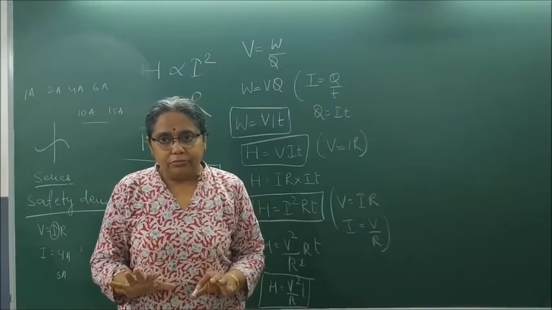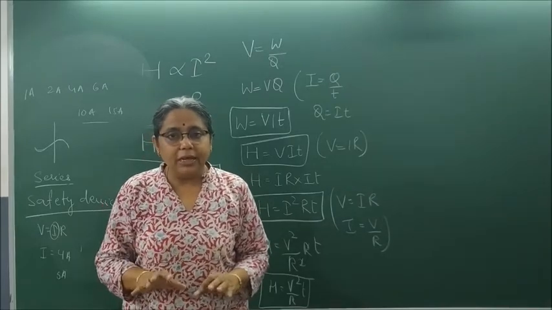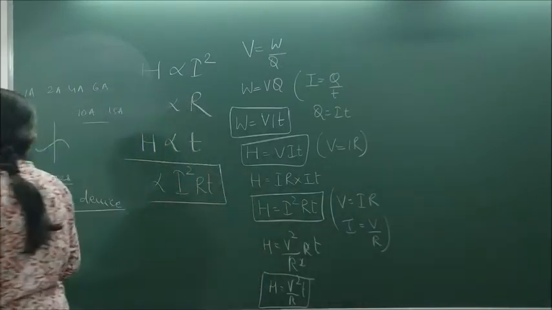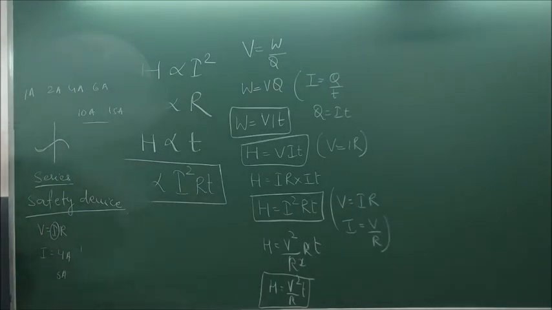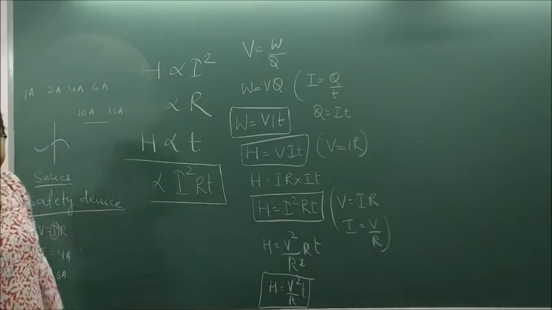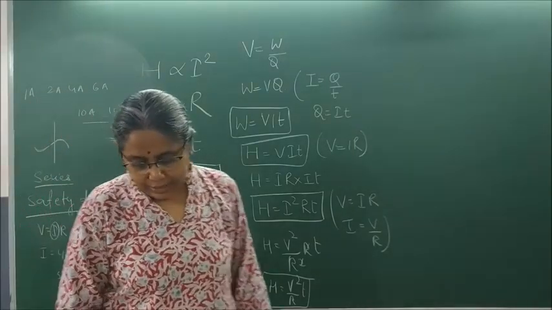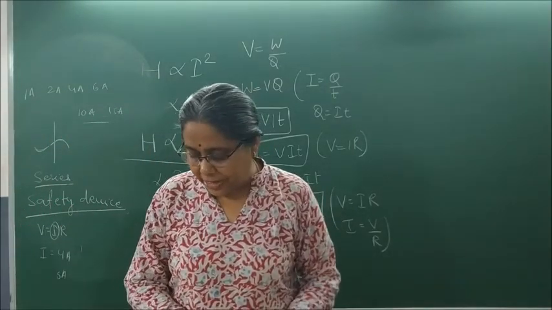Fuse is called a safety device because if a current of a certain value exceeds in the circuit, it gets heated up. It melts, breaks the circuit, and thus protects the circuit from other damages. Okay? How to calculate the fuse? The last part is very important.